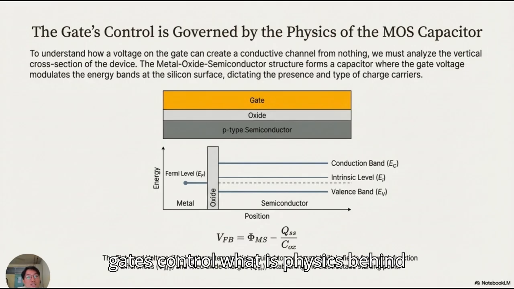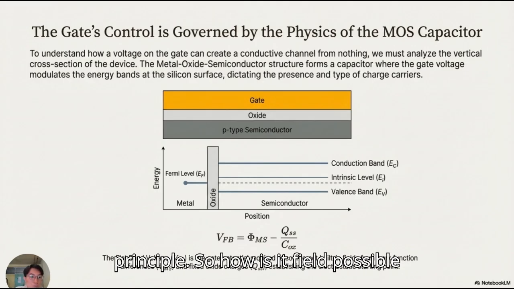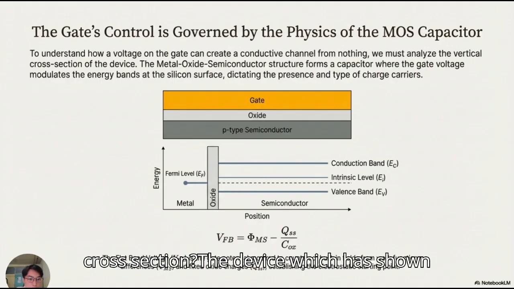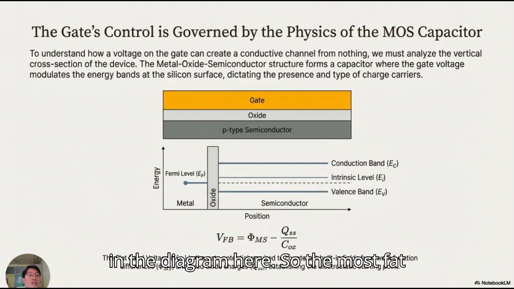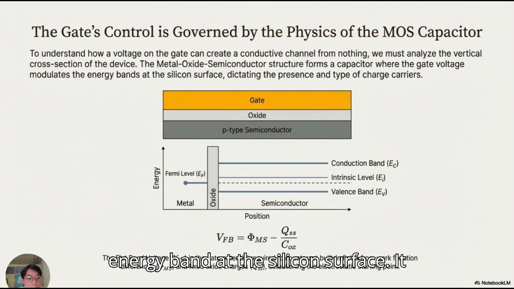So how does the gate control? What is the physics behind it? It's a few physics principles. So how is it possible? The voltage on the gate creates a conductive channel from nothing. How are we going to understand this? We have to look at the vertical cross section of the device, which is shown in the diagram here. The MOSFET structure forms a capacitor where the gate voltage modulates or alters the energy band at the silicon surface. It creates another energy band, dictating the presence of the type of charge carrier.